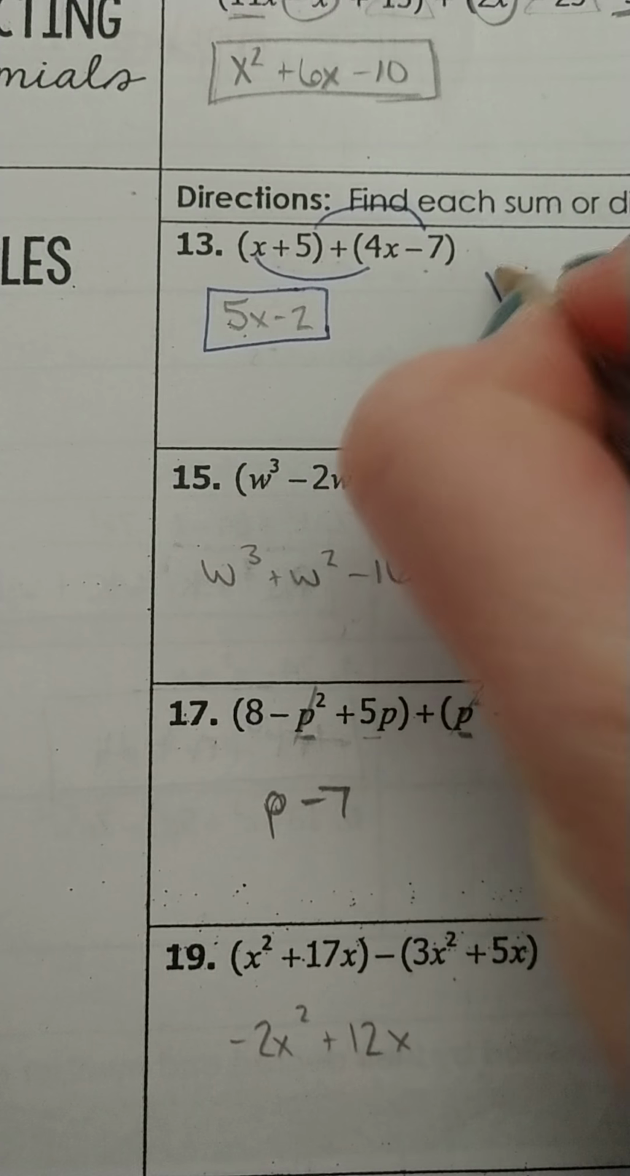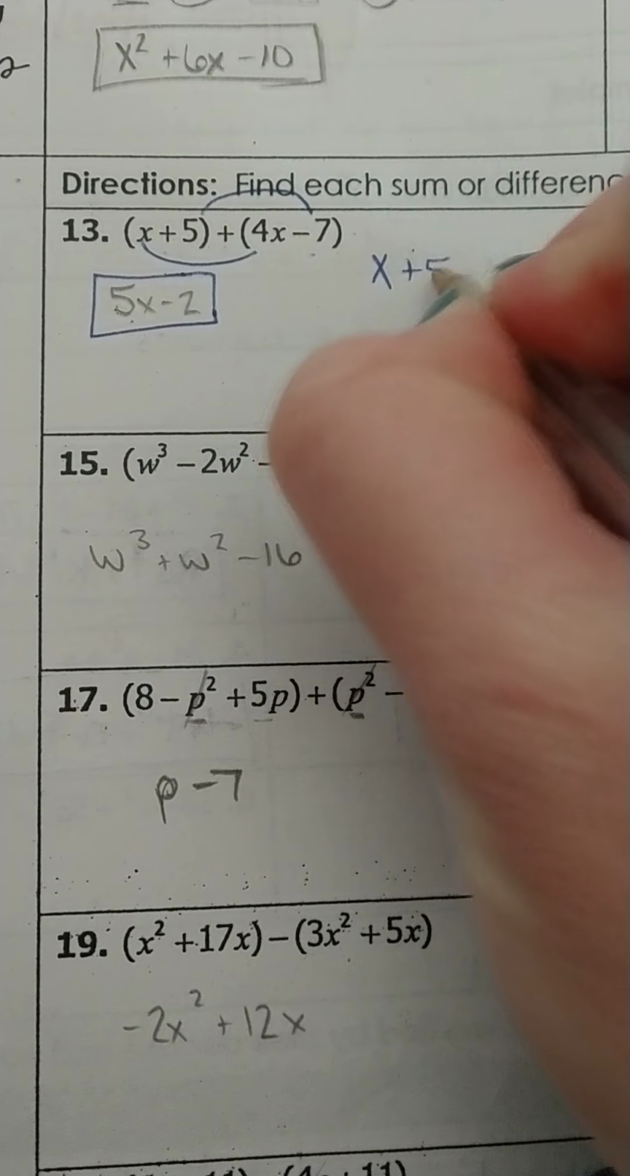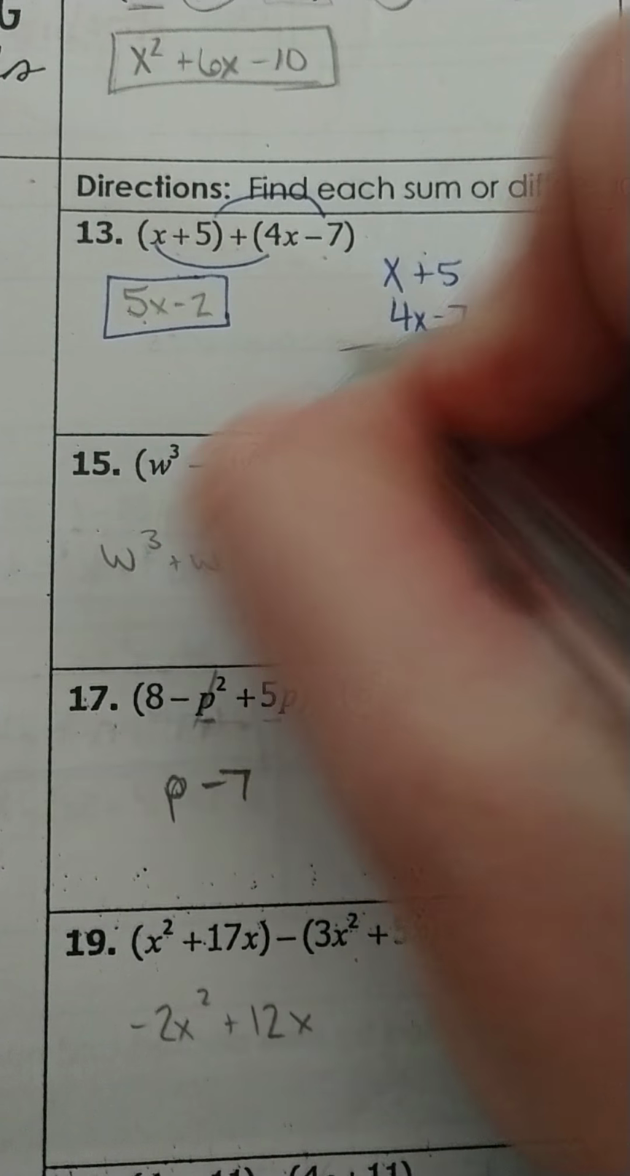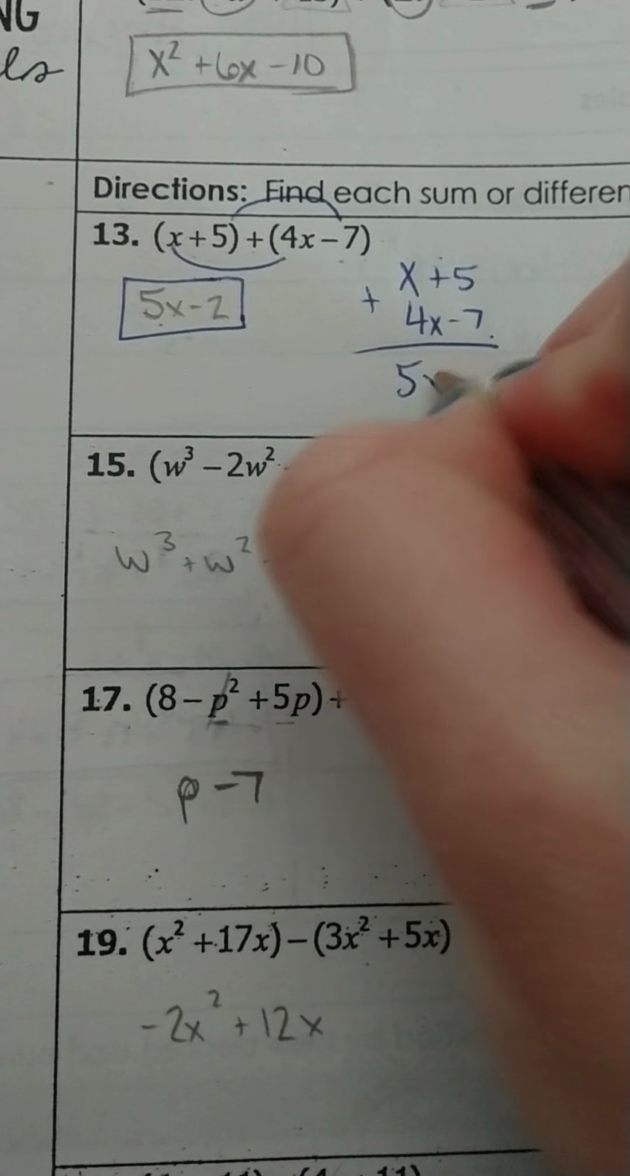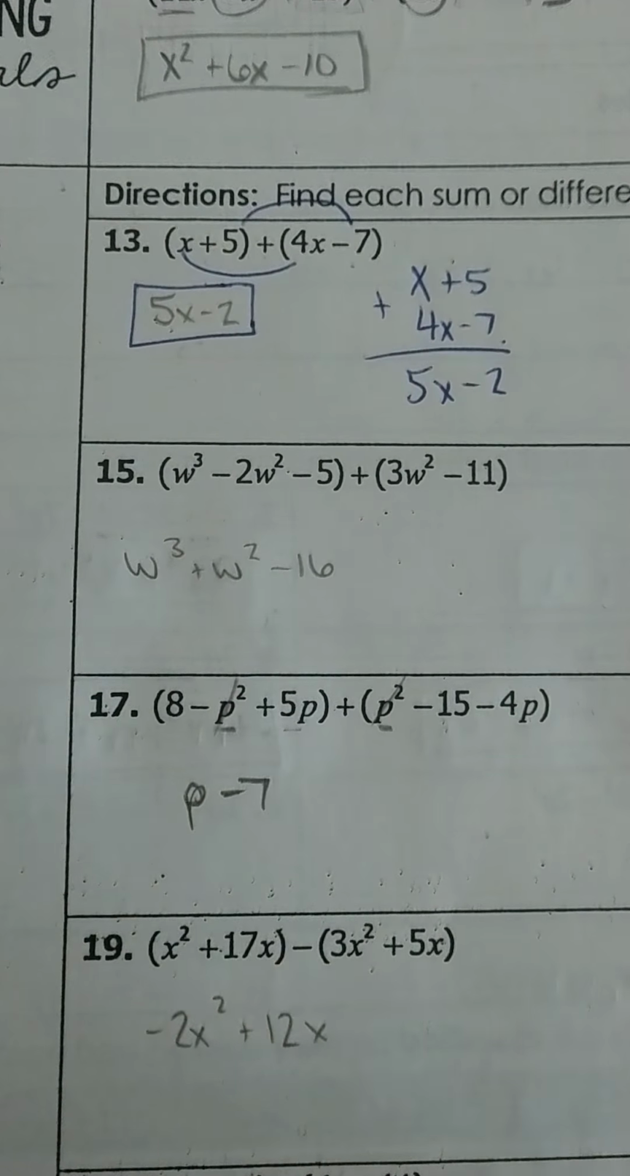If not, you're going to want to line it up. x plus 5, 4x minus 7. Go ahead and add it together and you get 5x minus 2. You get the same answer.